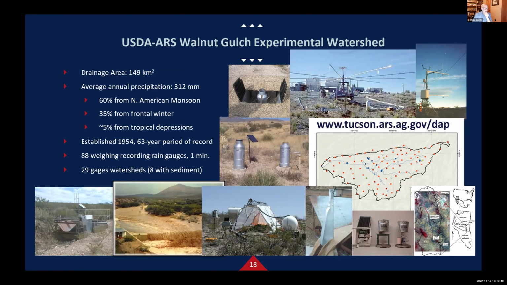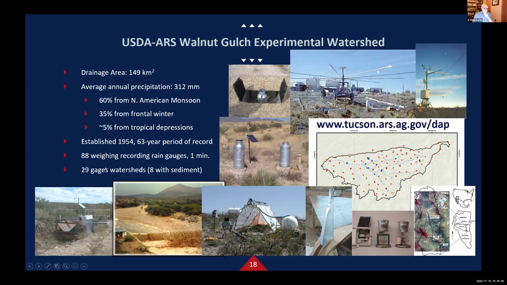Now, one of the things the Walnut Gulch Experimental Watershed has done is develop one of the most intensive rain gauge networks in the world. One of the reasons they did that is because most of our runoff occurs because of thunderstorms, convective rainstorms. These are storms that have very high intensities in very small areas. So they needed to capture that variability in space, and they put out this really intensive rain gauge network.